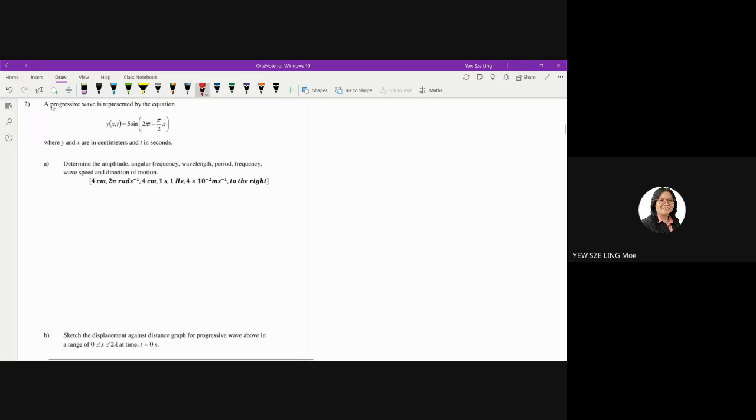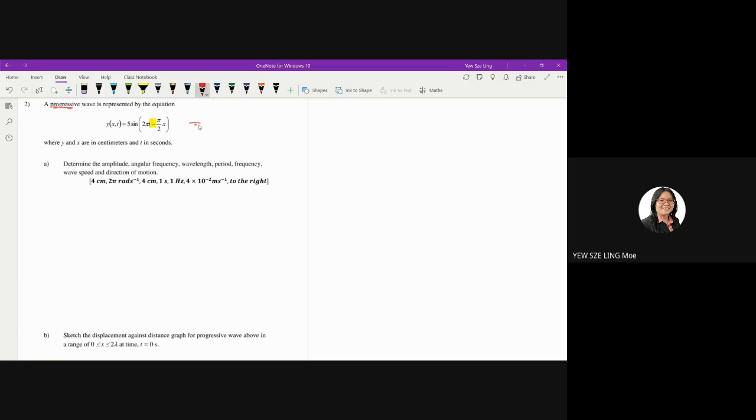Question 2, again, you have a progressive wave, the wave that is moving. It's represented by the equation y equals 5 sine (2 pi t minus pi over 2 x). Now you're given a minus sign, then you should know your wave is moving to the right-hand side. Your wave is propagating to the right-hand side.